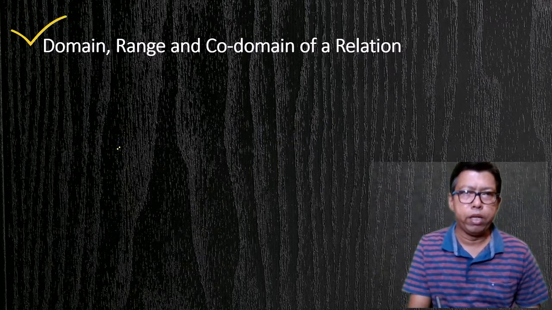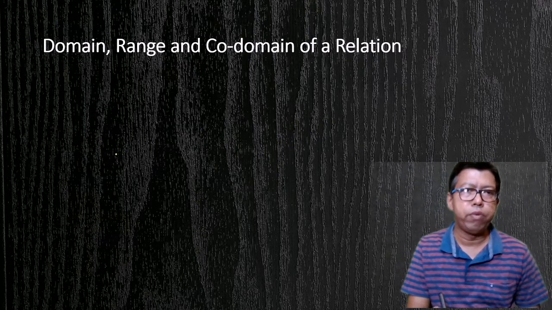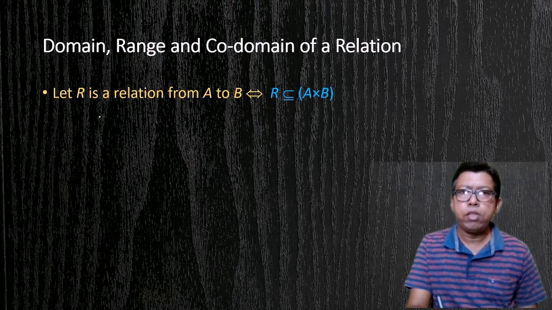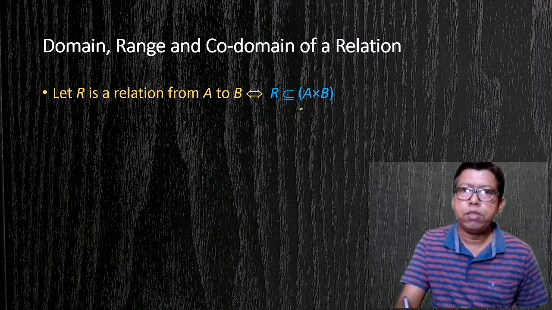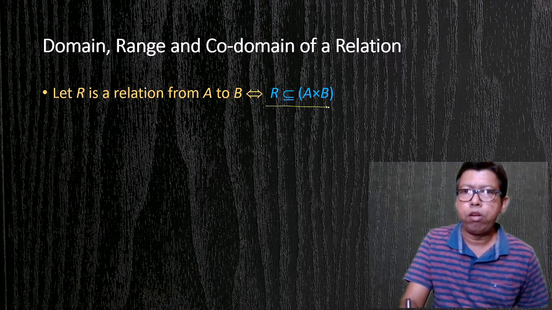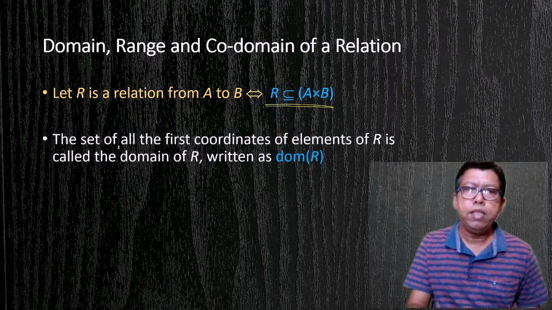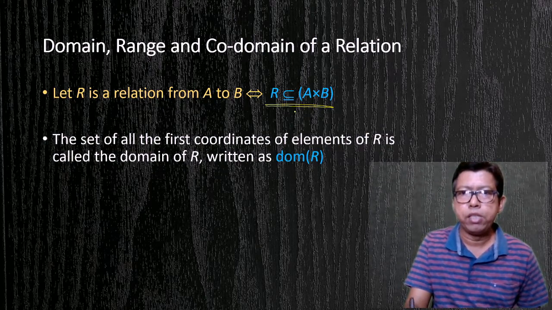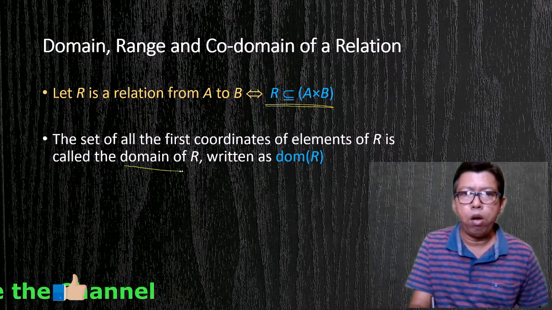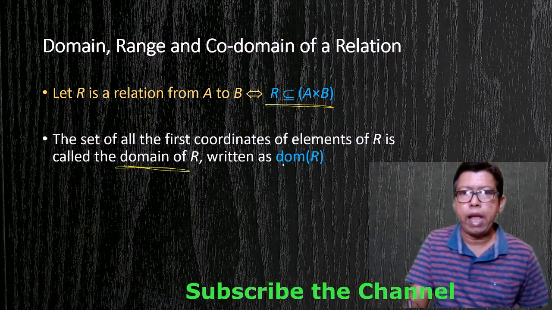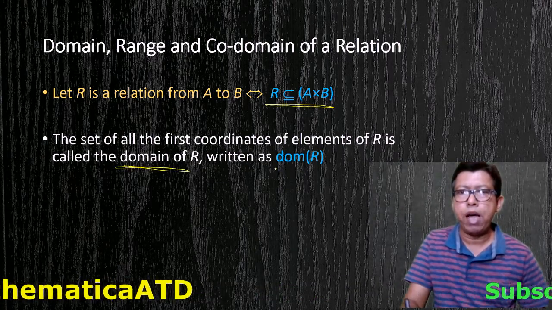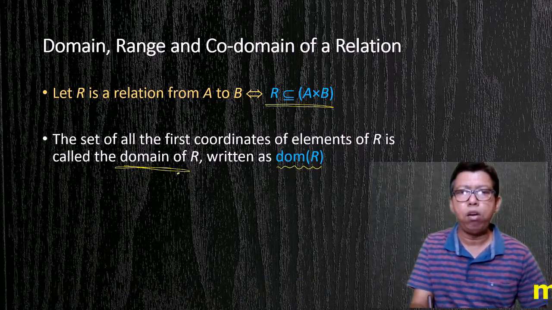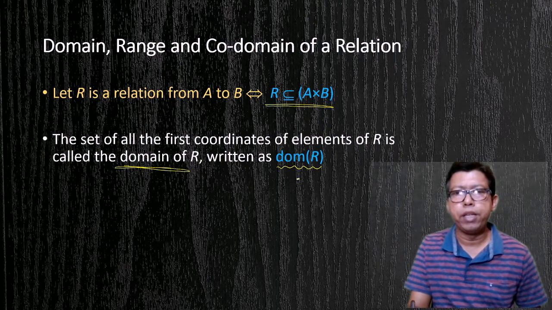This is very important. First of all, you have to understand what a domain is. Consider a relation R from A to B such that R is a subset of A cross B. The set of all the first coordinates of the elements of R, that is the relation R, is called the domain of R, and in short it is written as DOM in bracket R. Whatever you write in the full statement, domain of R or DOM in bracket R.